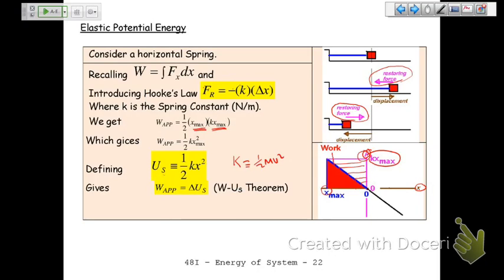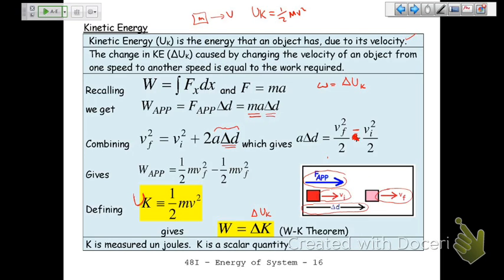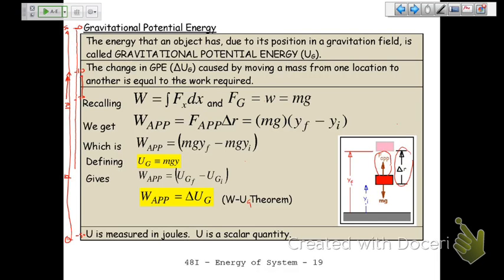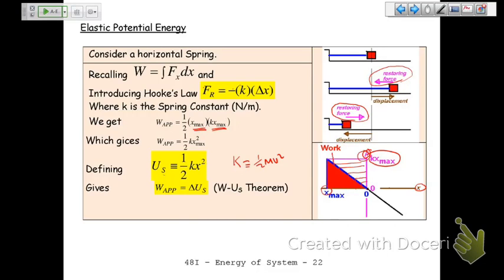Notice the pattern, just when you see the pattern. We started off with the definition of work, and we had an additional formula, and then we substituted in and we derived. So those derivations follow the same pattern.